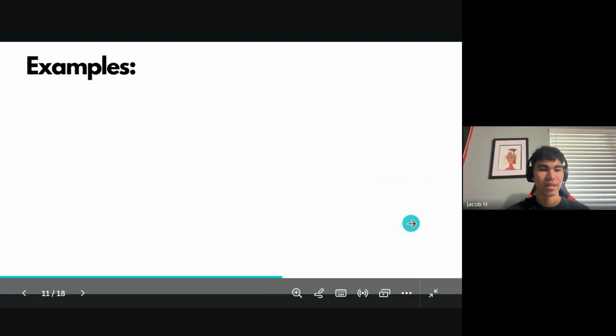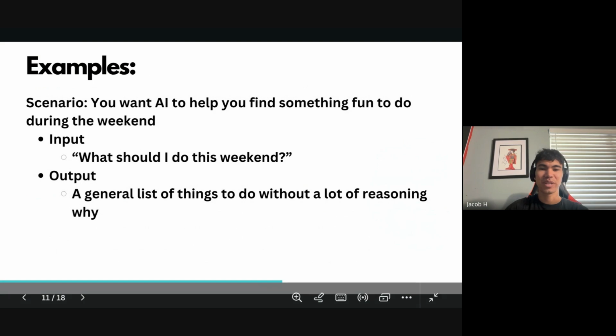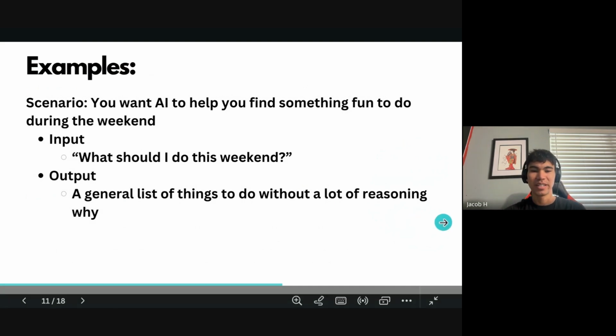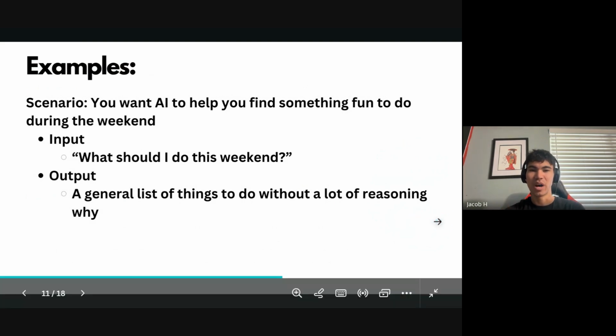Okay. I have a quick little example. Let's say you want AI to help you find something fun to do during the weekend. And let's say you just prompt in, what should I do this weekend? The output will be a general list of things to do without a lot of reasoning, maybe one sentence each, and you'll get a bunch of different answers, right? This is good if we want to be more exploratory. So if we want to get a big burst shot of what we can do this weekend. But it doesn't give you a lot of in-depth reasoning into why you should pick one or the other.